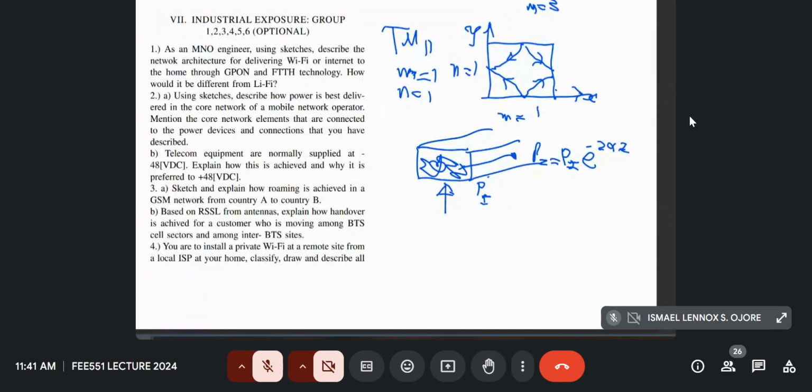So it means the power loss inside here would be P at the start minus P at that point. So we'll have Pi minus Pz.